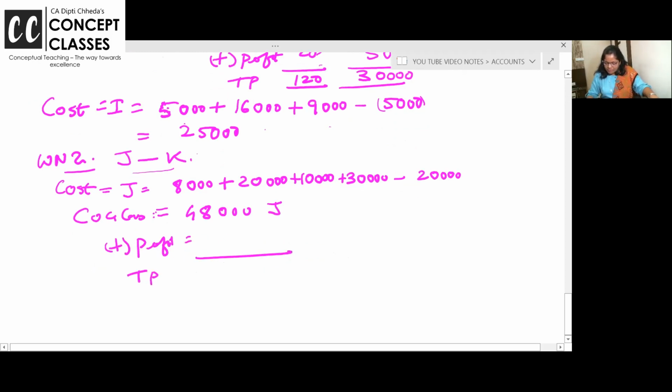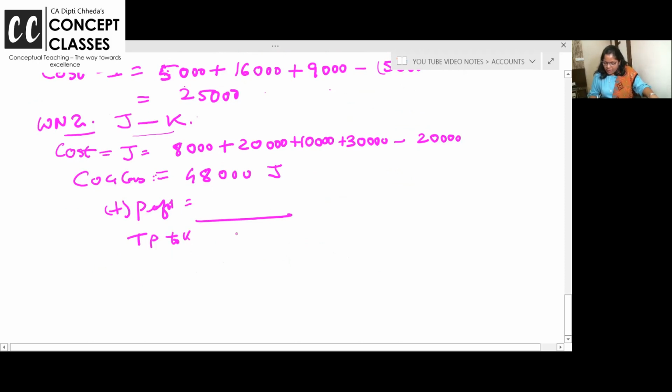And what is the transfer price? Transfer price to K. This time J is transferring to K. I am reading again: at 20% on sales. So 100. If the percentage is on sales, take sales as 100. If the percentage is on cost, take cost as 100. So from 100, 20 goes, and you are getting 80. J is transferring to K at a profit of 20% on sales.